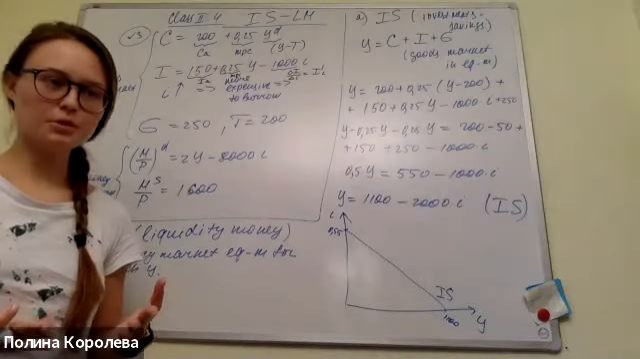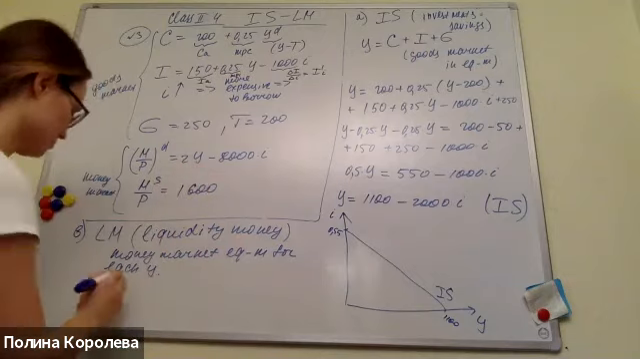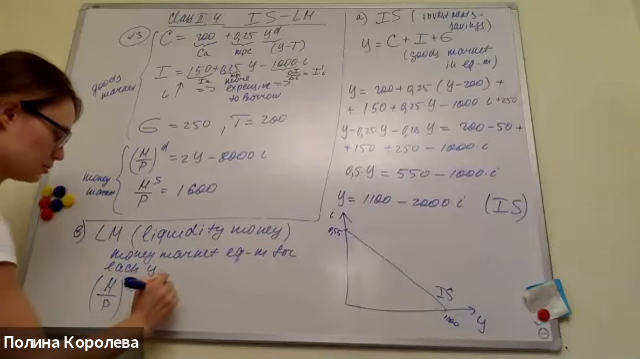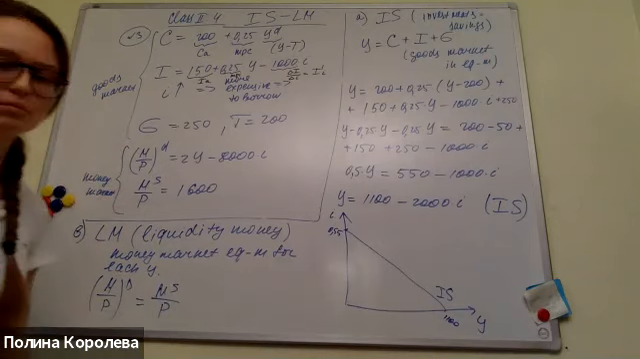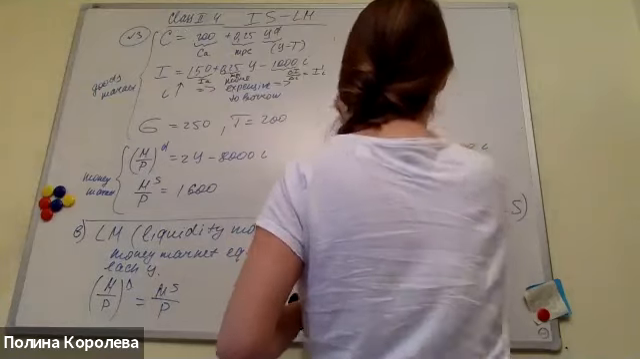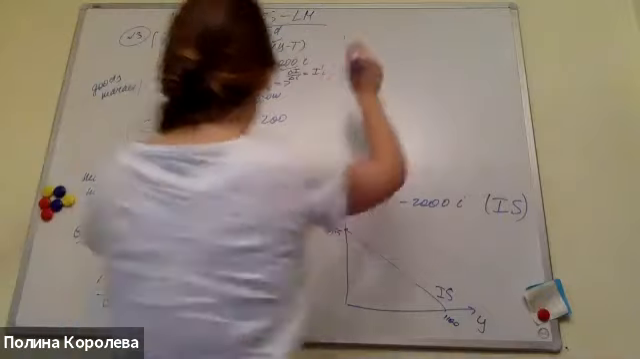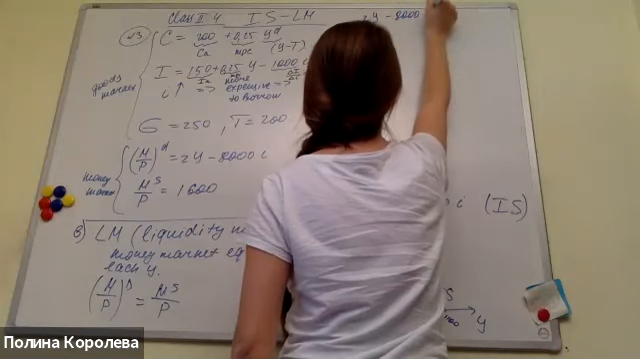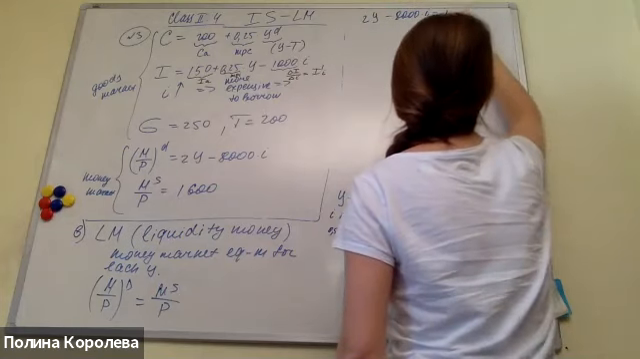Money market is in equilibrium when demand for money equals money supply. Easy. Yes. Money demand equals money supply. So let us equalize demand and supply for money. Demand for money is 2y minus 8,000 multiplied by I. Supply is 1,600.